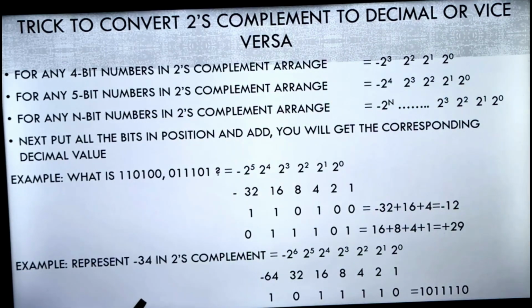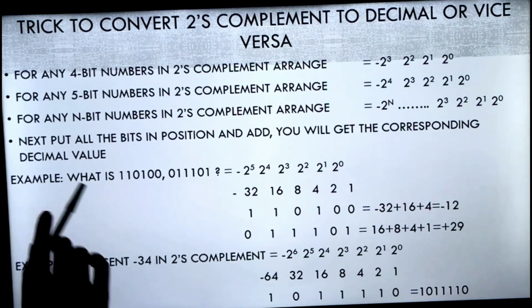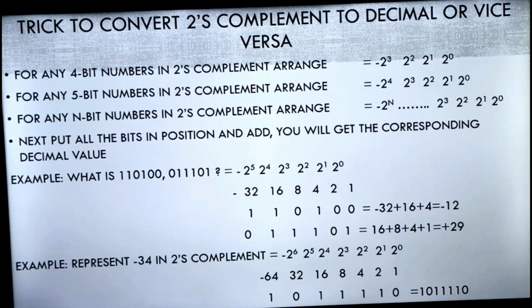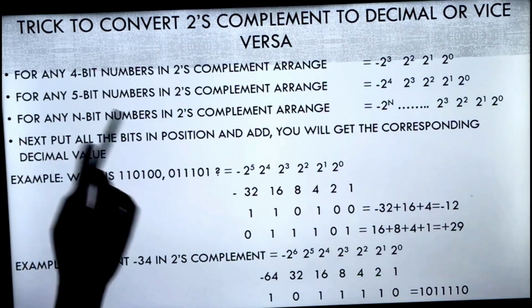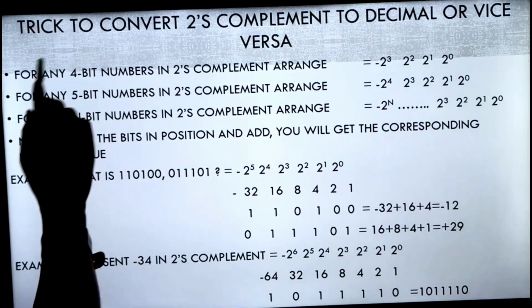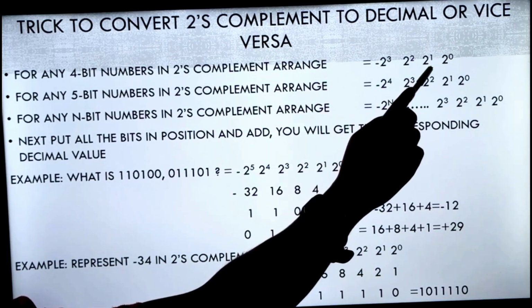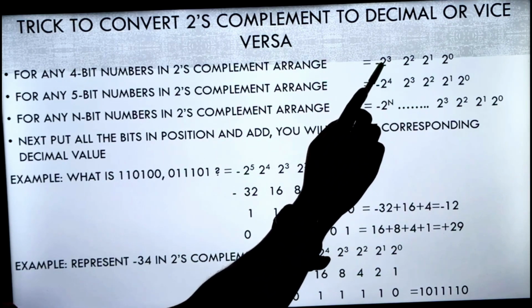For that, what you have to do? Please pay attention, and you can take a note also. This is very helpful for your future course also. Say you have 4 bits to represent any number. So what we will do is, in 2's complement arrangement, we will write like this: 2 to the power 0, 2 to the power 1, 2 square and minus 2 cube.